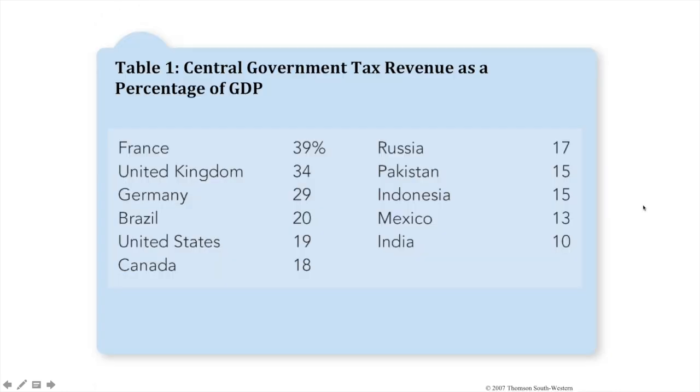This chart from your textbook kind of demonstrates that. If we look at more developed countries like France, the United Kingdom, and Germany, they're all more in that 30 to 40% tax range. This is just federal taxes. That's why the United States is 19. We have to factor state taxes as well. Less developed countries like India, Mexico, and Indonesia are all in that under 20% tax range.